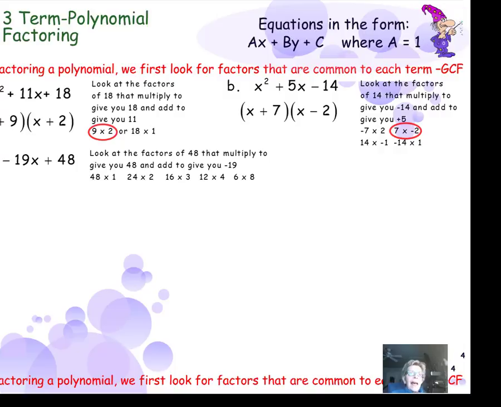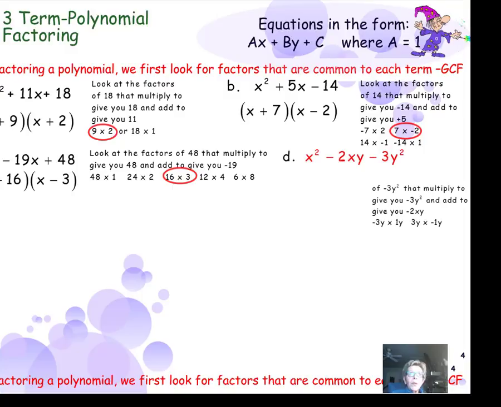C, now my signs are negative, positive. Therefore, I need both of my factors to be negative. Do I want the factors of 48 to be 48 times 1, 24 times 2, 16 times 3, and you can see all the factors there. I'm going to choose 16 times 3 because I know that adds to be negative 19, keeping in mind both signs have to be negative. My factors are x minus 16 times the quantity of x minus 3.